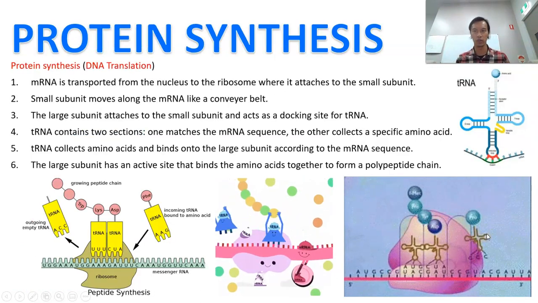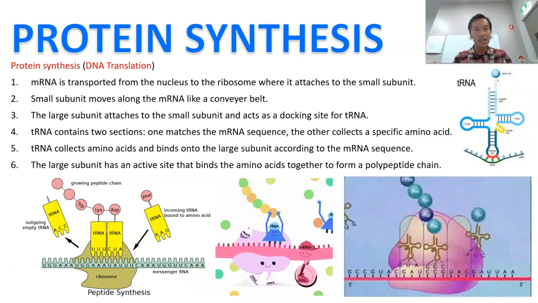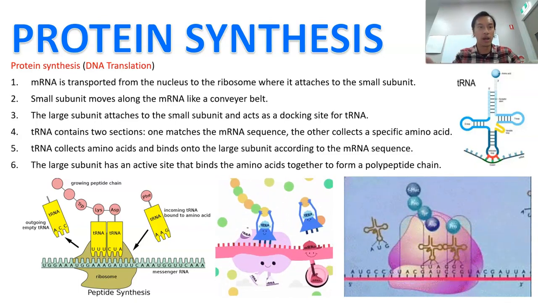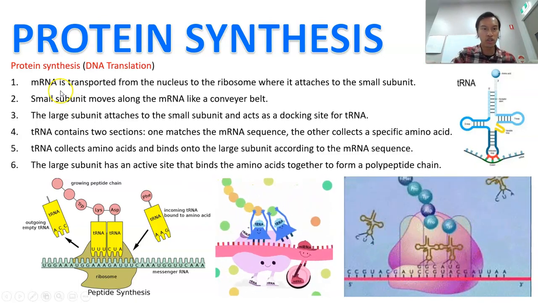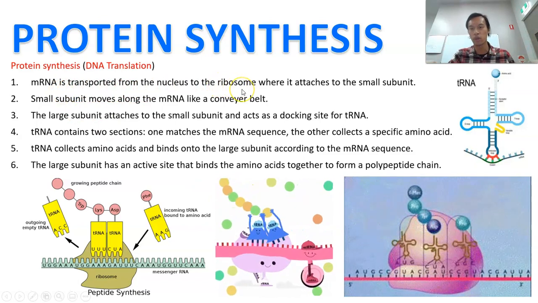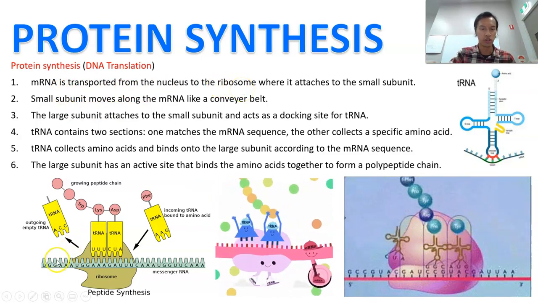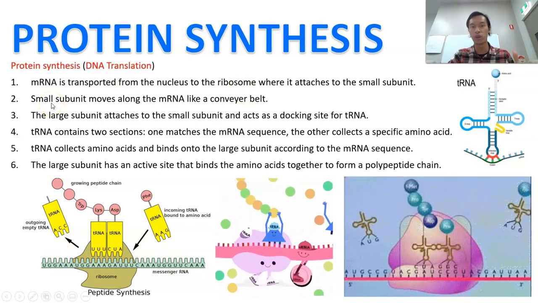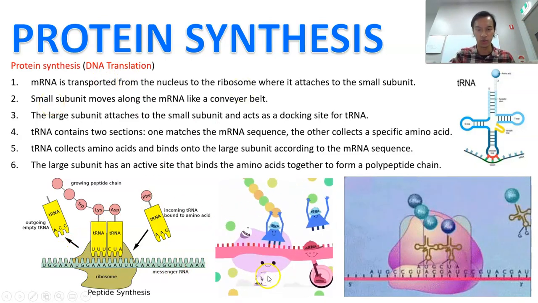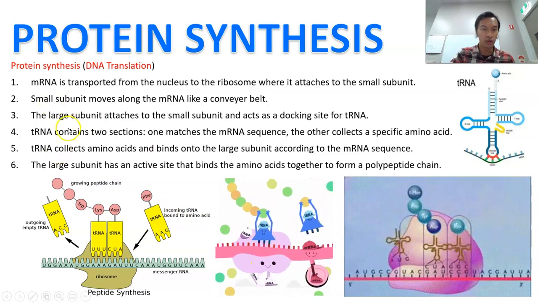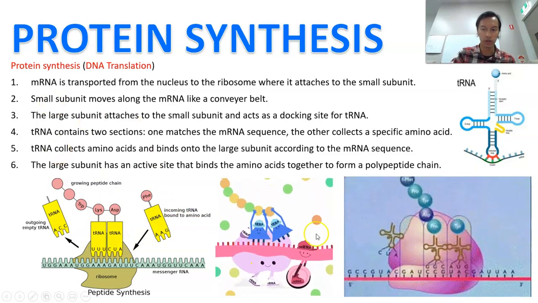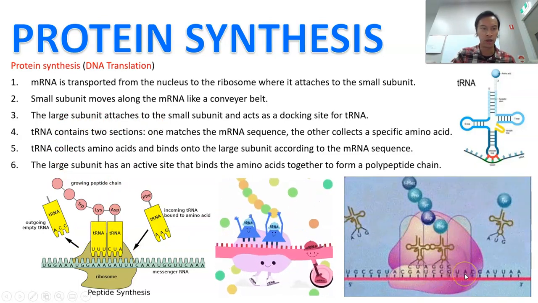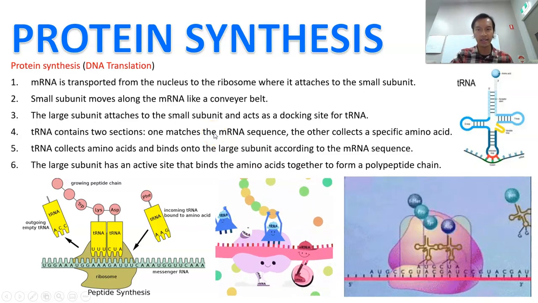Here's how the process of protein synthesis works. This is how your body makes proteins to be used by the cell, by the body. Number one, the mRNA is transported from the nucleus to the ribosome, where it attaches to the small subunit. The small subunit is going to move along the mRNA like a conveyor belt, so you see the legs walking on that small subunit. The large subunit attaches to the small subunit. The large one is the one on top here.